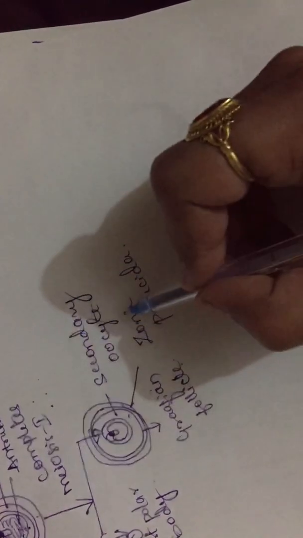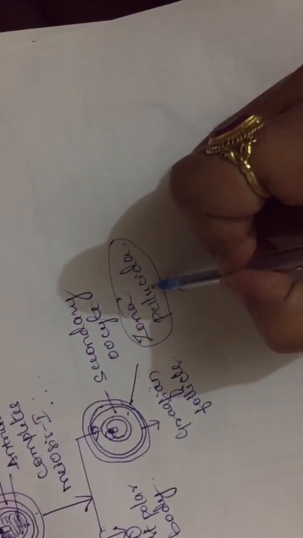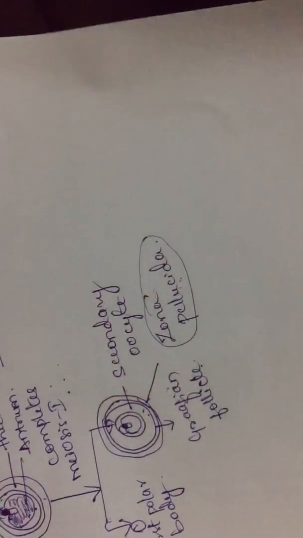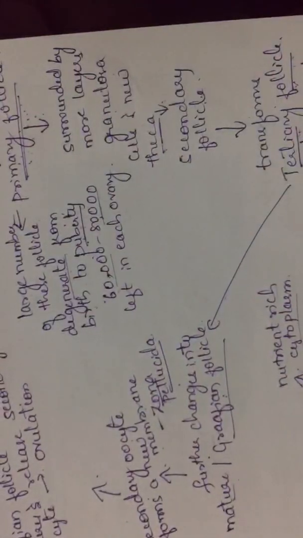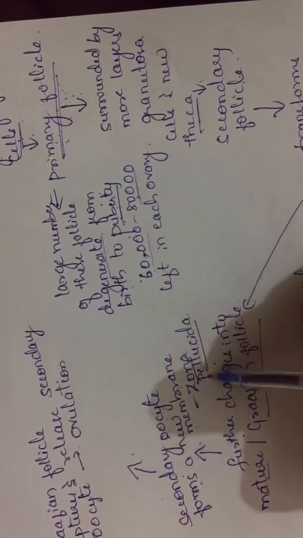There are some enzymes present in the acrosome. Those enzymes are responsible for breaking down or rupturing this layer called the zona pellucida. There we have discussed. Okay, now the secondary oocyte is formed. Then, if we continue, the secondary oocyte forms a new membrane called the zona pellucida.